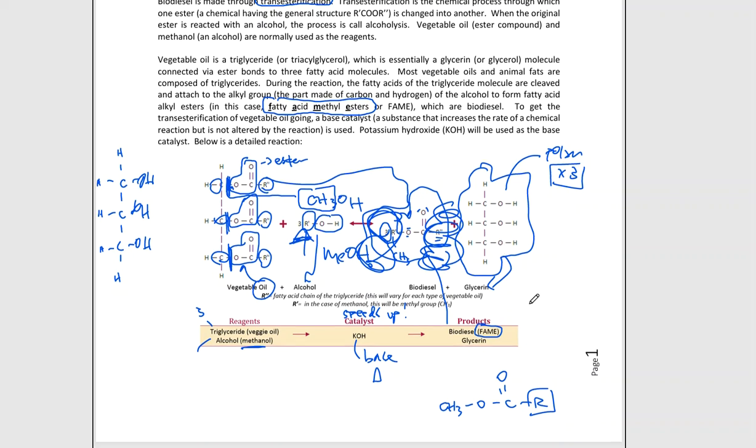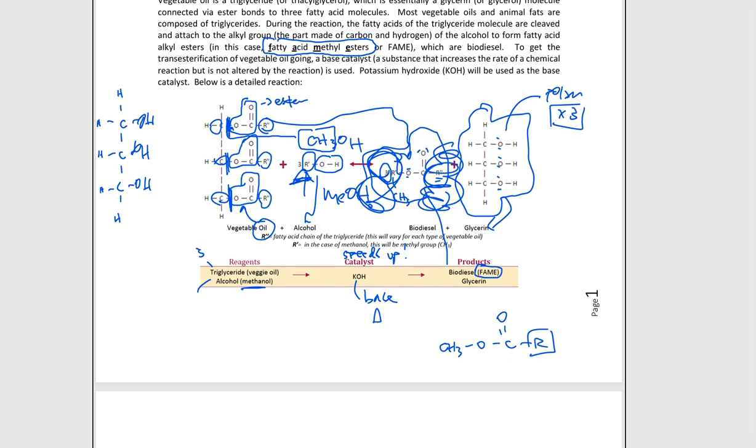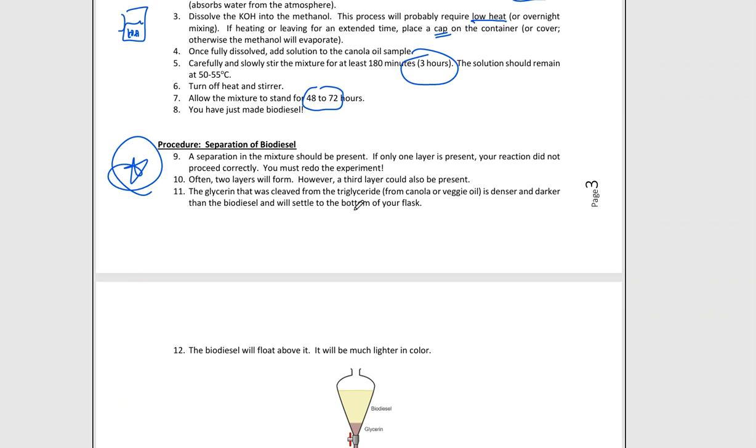So what I'm trying to say here is that the glycerin, because of these exposed alcohol groups, and because each oxygen has a free set of electrons on them, which makes them all polar, is going to be more water soluble, and then the organic piece, which is the biodiesel, will not be as water soluble. So hence we get 2 different layers. So number 11, the glycerin that was cleaved from the triglyceride is denser and darker than the biodiesel, and it will separate and go to the bottom of the flask or eventually into the separatory funnel.